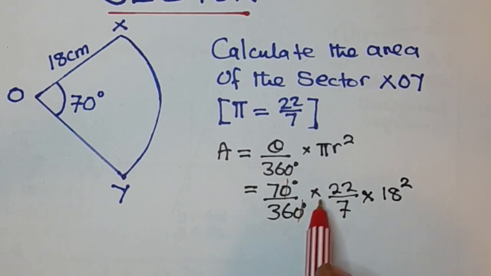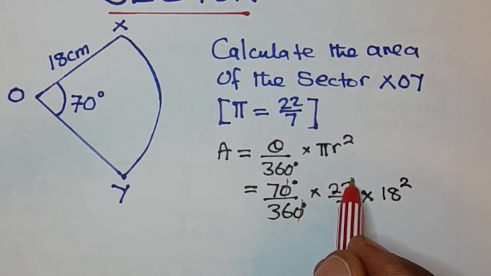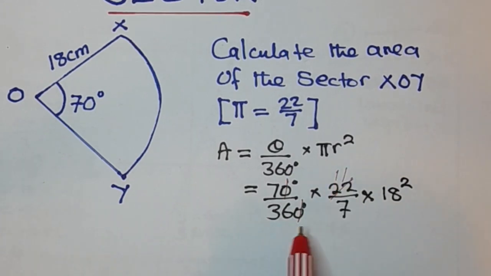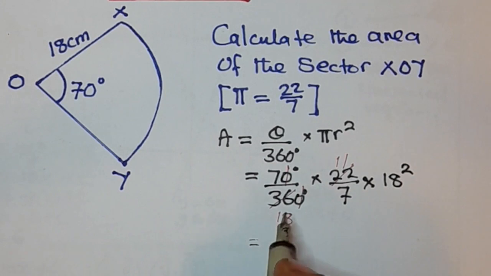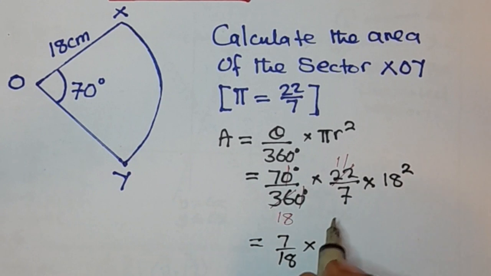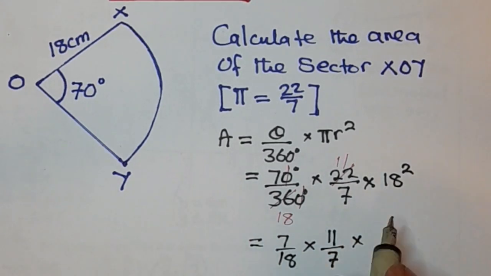Again, 2 can go into 22 11 times. Then 2 can go into 36 18 times. Okay. So what is remaining now here is 7/18 times 11/7 times 18 squared, which is the same as 18 times 18.